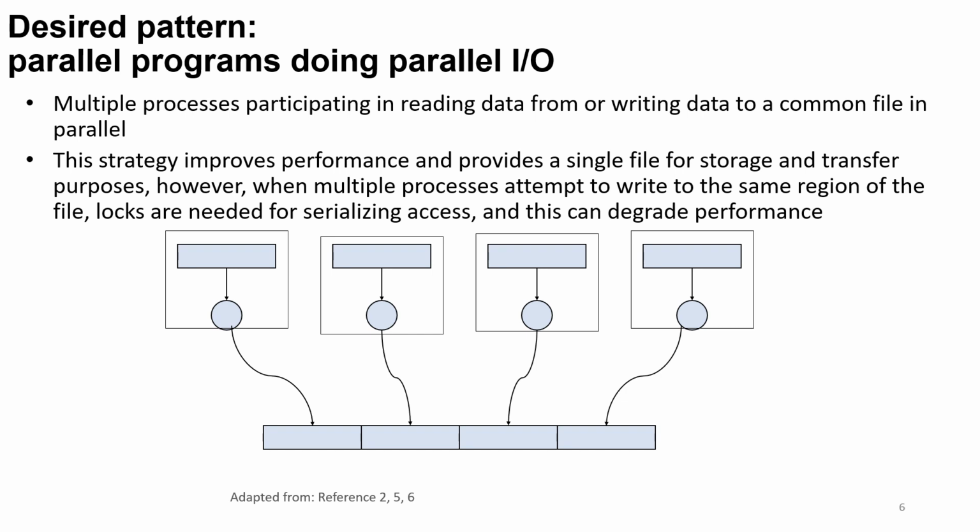Usually the desired I/O pattern is when we can have multiple parallel processes associated with the compute job that are participating in I/O to a common file. And this particular pattern is shown here on the slide. Now, this pattern improves performance and provides a single file for storage and transfer purposes. So those are the benefits. However, when we have multiple processes attempting to write to the same region of the file, locks are needed for serializing access. And when we use locks, that results in degradation of the application's performance.